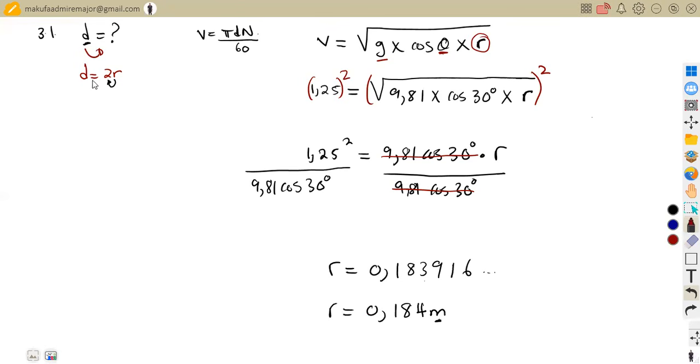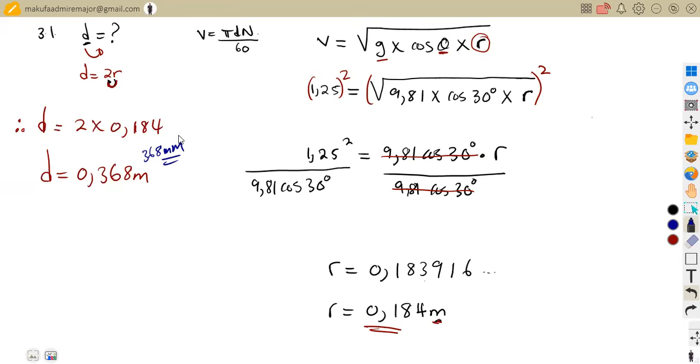From this part, we say diameter is 2 times the radius. So our diameter is going to be 2 times the radius that we got in this case, which is 0.184 in meters. So this is going to give us our diameter, which is going to be 0.368, measured in meters, as we took this one in meters. If you want to convert to millimeters, you multiply by 1,000. So this would be something like 368 millimeters, if you want to have your answer in millimeters.